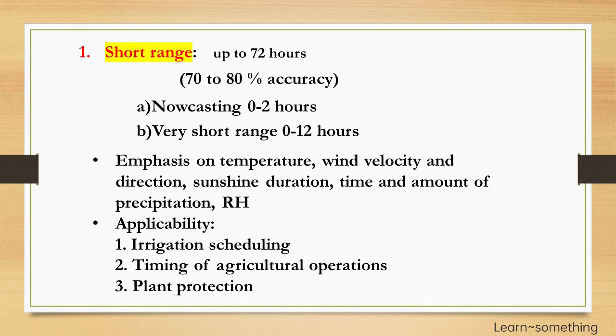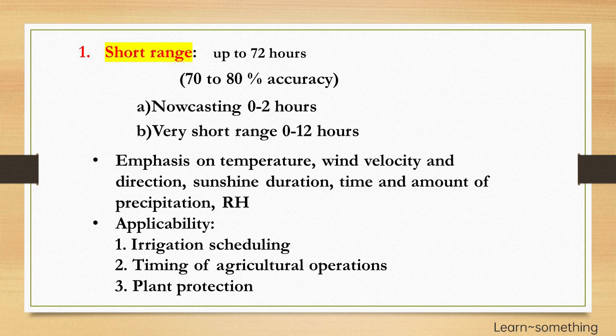First one is the short range. It has a validity of up to 72 hours. It has an accuracy of about 70 to 80%. It is divided into two sections: nowcasting and very short range. Nowcasting has a validity of up to 2 hours, and very short range forecast has a validity of up to half a day or 12 hours.